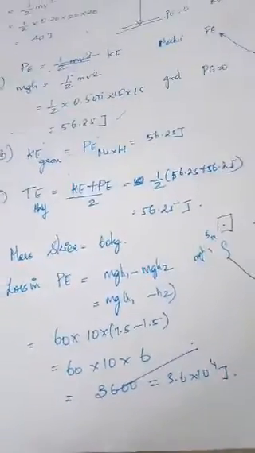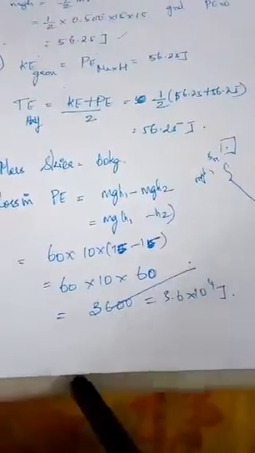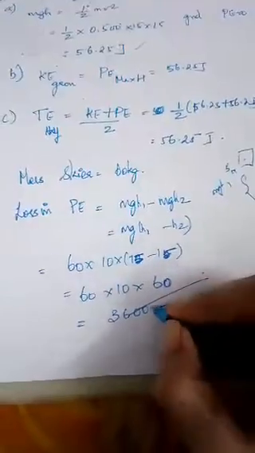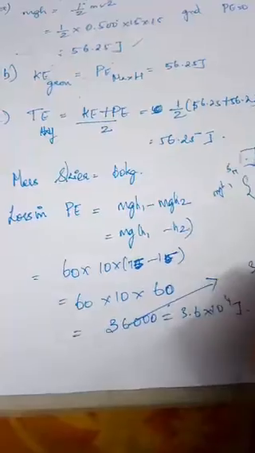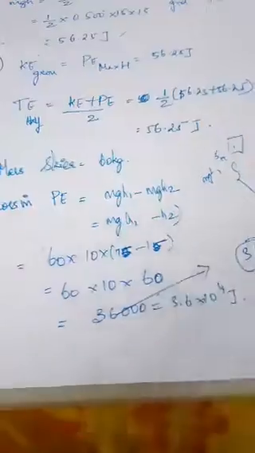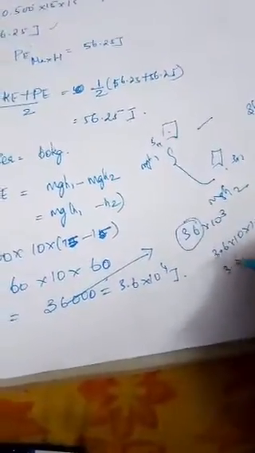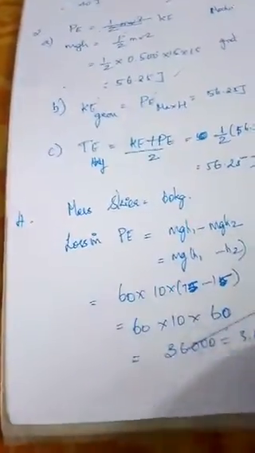3600 can be written as, 60 into 10 into 60, it is 36,000. You will be getting 36,000, which can be written as 3.6 into 10 power 4. So listen, 36 into 10 power 3. In this 36 you have one 10. So if I take the 10 outside, I can write it as 3.6 into 10 into 10 power 3, which is 3.6 into 10 power 4. So that is how I write this final value. Therefore the loss in potential energy is equal to 3.6 into 10 power 4 joules.